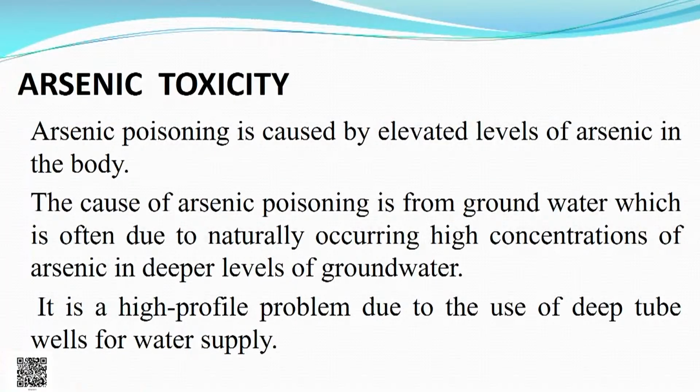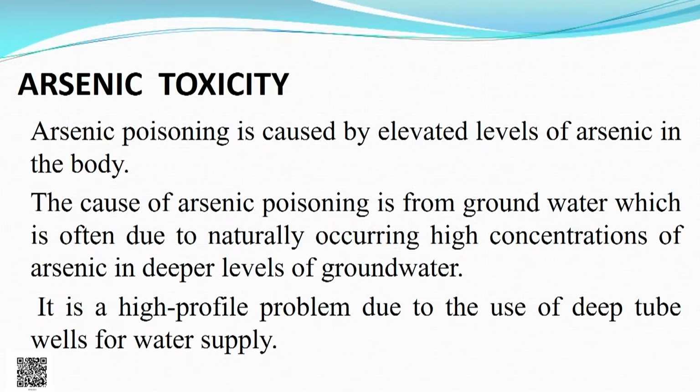And so now we talk about another heavy metal, that is arsenic. Arsenic poisoning can occur through various sources, but primarily contaminated groundwater, industrial processes, and certain foods. So we are talking about arsenic toxicity. Arsenic poisoning is caused by elevated levels of arsenic in the body.